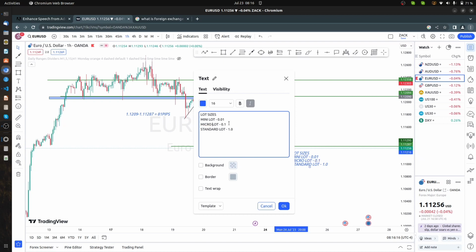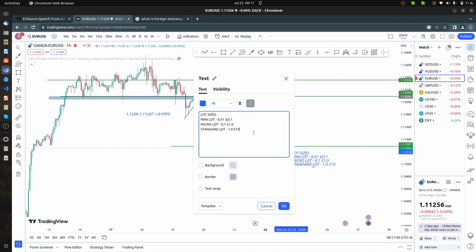So for a 0.01 lot, mini lot, it means that you're going to be making $0.1 per pip. Then for each micro lot, it means that you are going to be making $1 per pip for every micro lot that you've placed. Then for each standard lot, it means that you're going to be making $10 per pip. So this is how you calculate your profits.